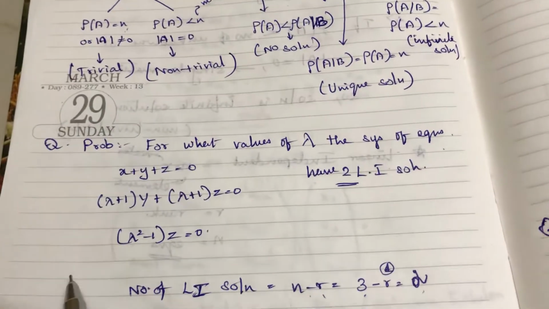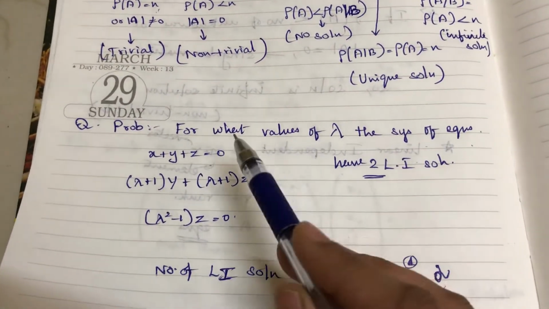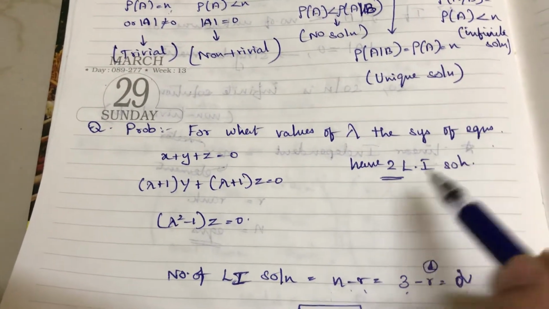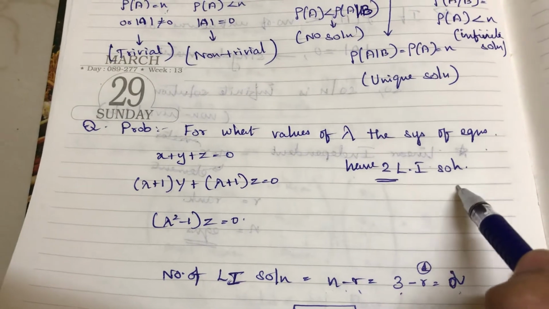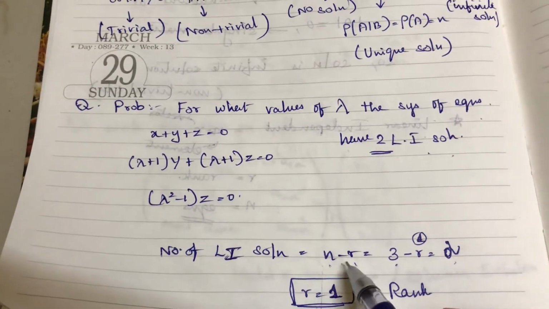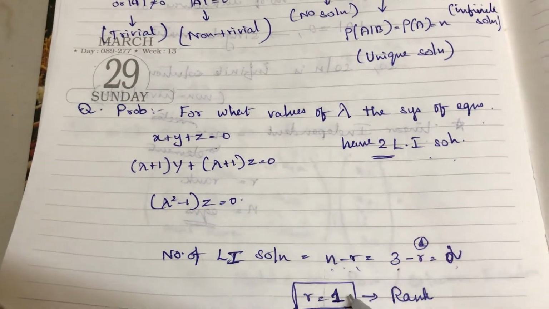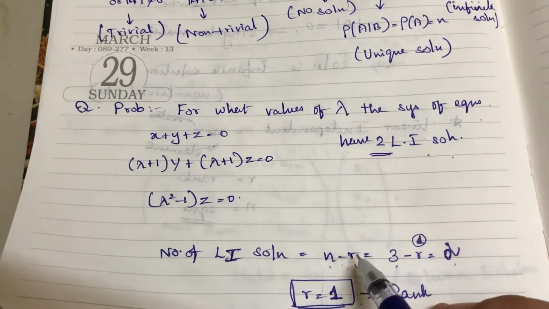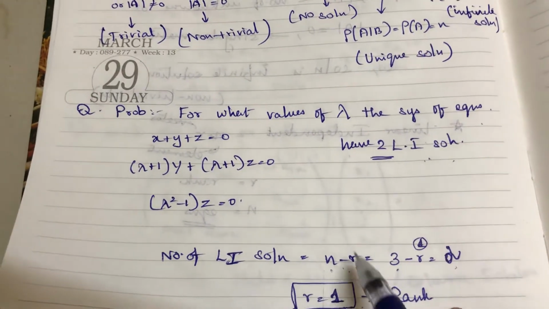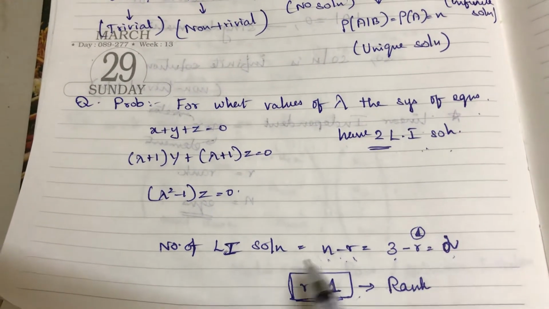Okay, let's see some problems. They have given one equation and want us to find lambda, and they have given two linear independent solutions. What is the formula for independent solutions? Number of unknowns minus rank. Three unknowns are there, 3. The rank we don't know. Two linear independent solutions, so the answer will be 2. Just find the rank.